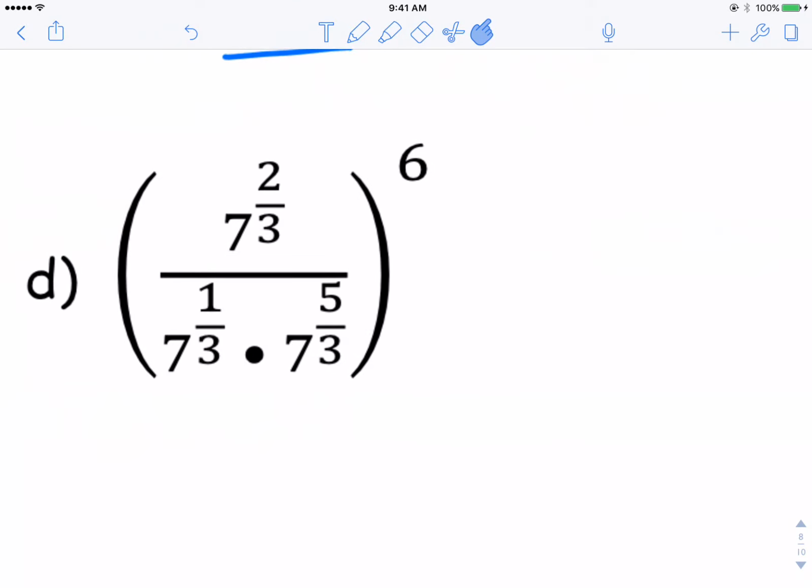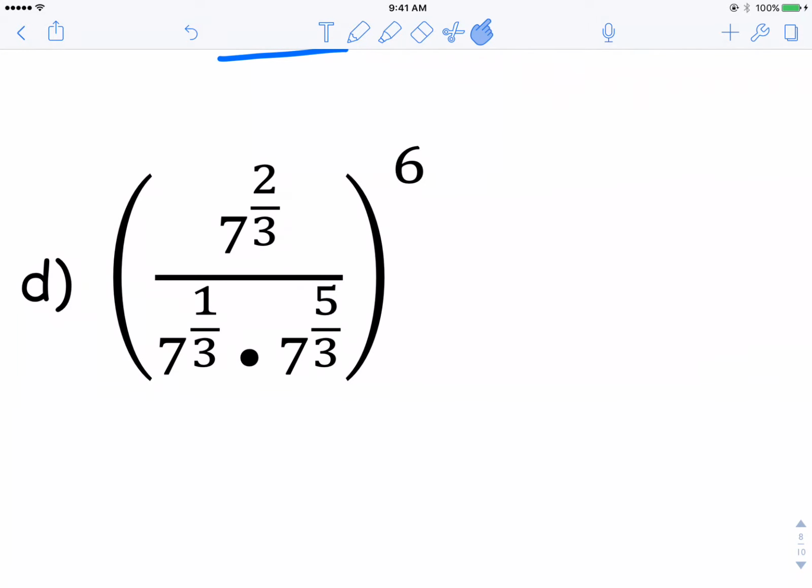Question D. Again, looking at this, I know that I have the same base, so I can start to simplify a little bit before I apply this power of 6 outside. You could do it straight away. It's totally up to you.